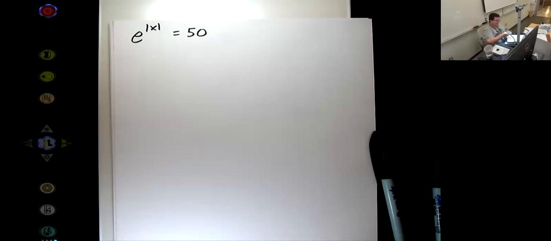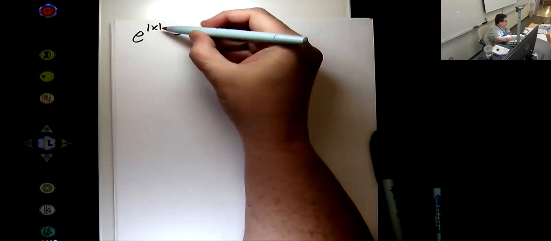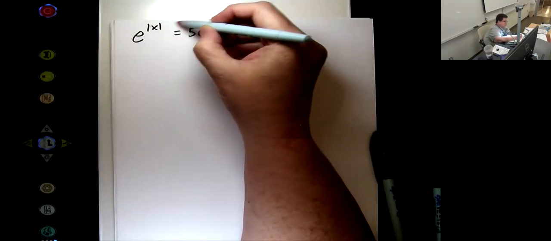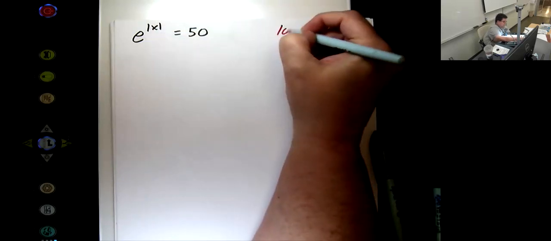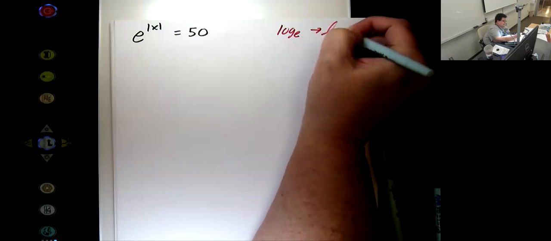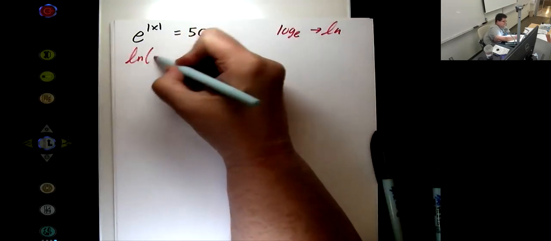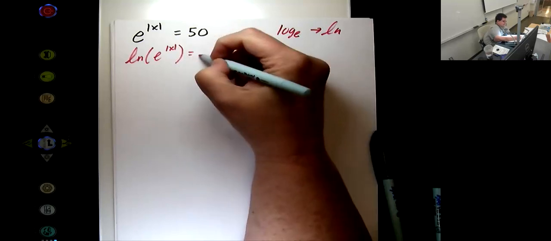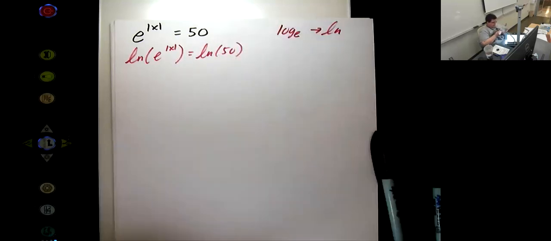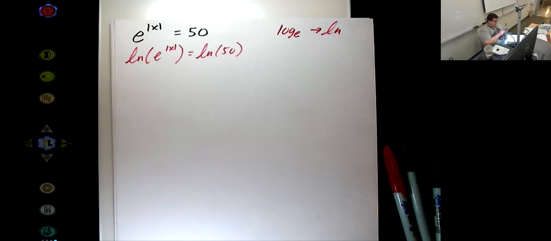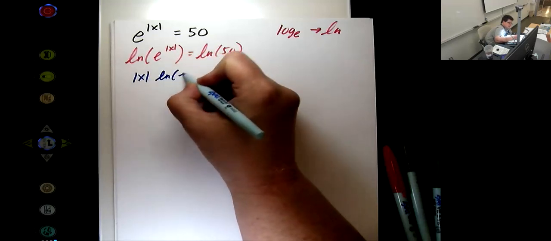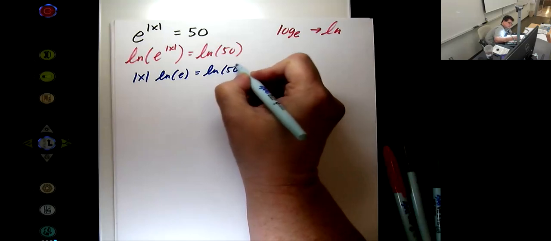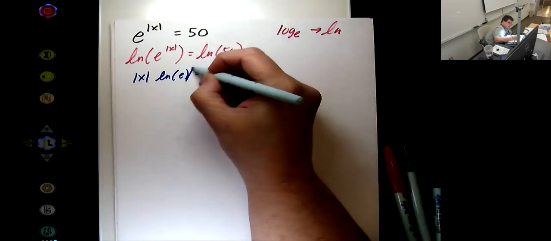It was nice. All right, so we don't like having the variable up in the exponent. So we want to take a logarithm to get it down. We could choose any logarithm that we want. If we choose base e though, or natural log, what we're going to have is natural log of e to the absolute value of x equals natural log of 50. I will bring the absolute value of x down. And this equals 1.